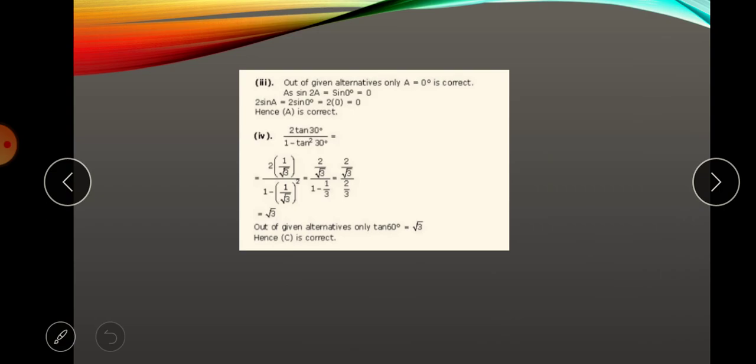And now this question is the same question. Sine 2 tan 30. Apply the value of 0. A is 0 given. Then sine 0 is 0. And then RHS also 2 sine A. Sine 0 is 0. Then LHS will be equal to RHS. The option A is correct.